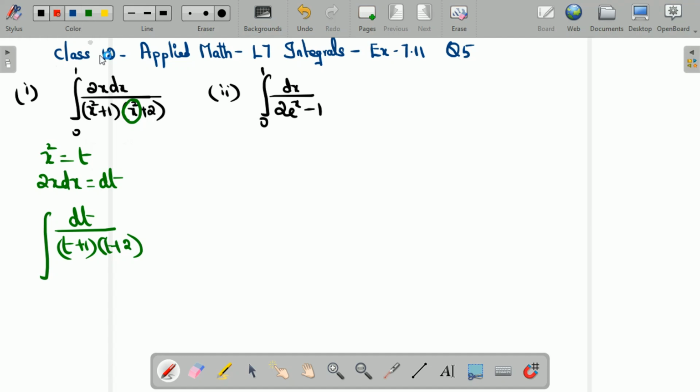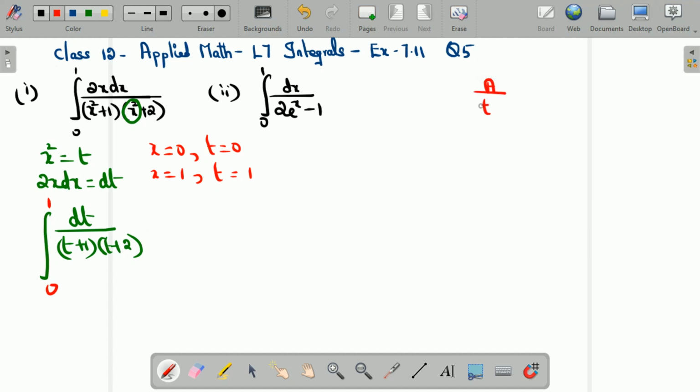So when I put x is equal to 0, then the value of t is also equal to 0. So when I put x is equal to 1, t's value is also equal to 1. So the limit has not changed. So it is the same thing, 0 to 1 dt divided by t plus 1 into t plus 2. So let's use partial fraction to solve.